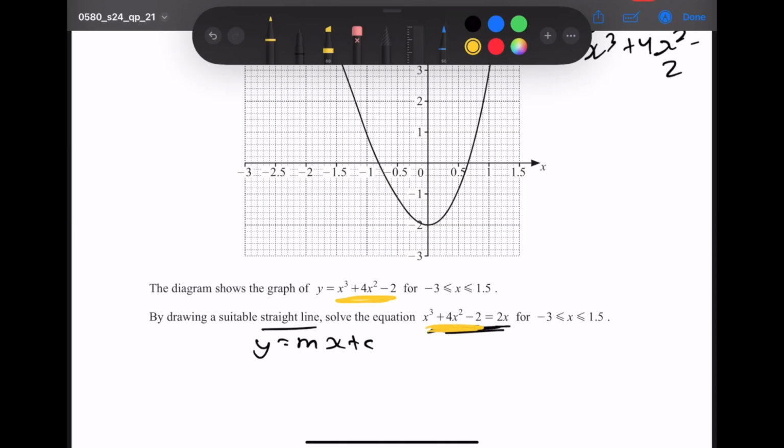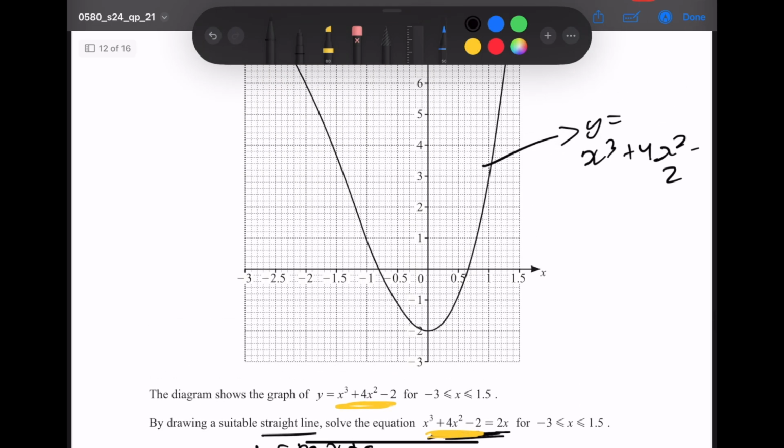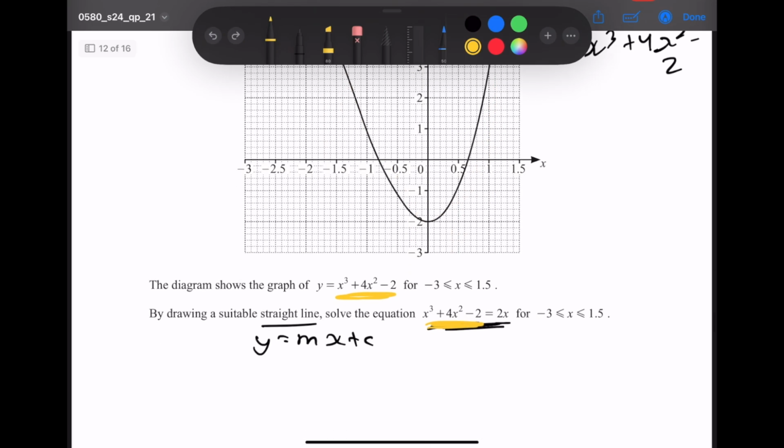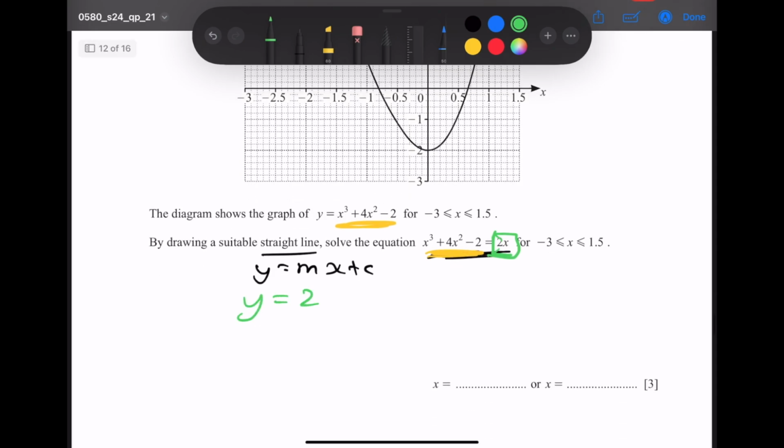The question is asking for a straight line such that if the straight line meets this cubic graph, the points where they meet would satisfy this equation, where x cubed plus 4x squared minus 2 is equal to 2x. So in this case, it's pretty straightforward. You just have to draw the line y is equal to 2x. So the straight line would be y is equal to 2x.